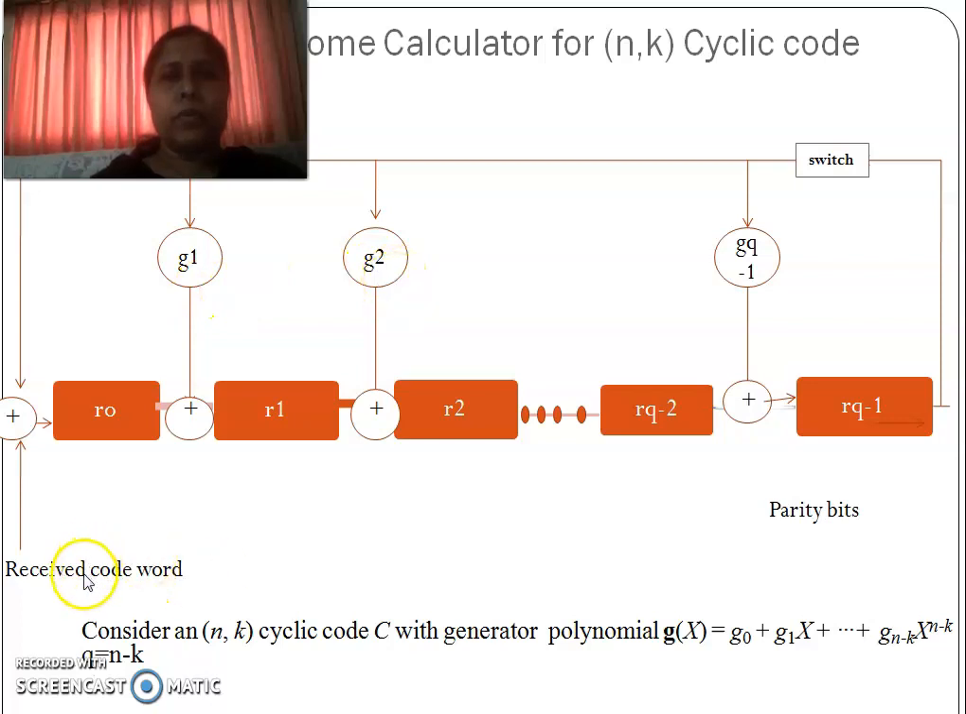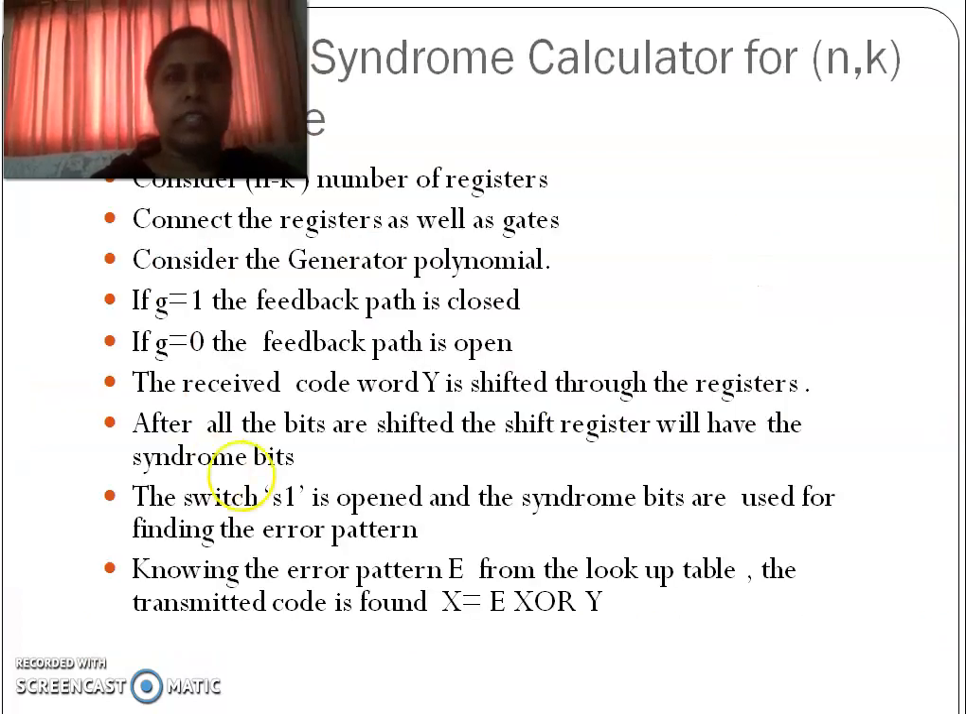The received code word is applied to the exclusive OR gate at the beginning, in the first section, that is the XOR gate. And the various steps that are required to calculate the syndrome are shown in the next slide.